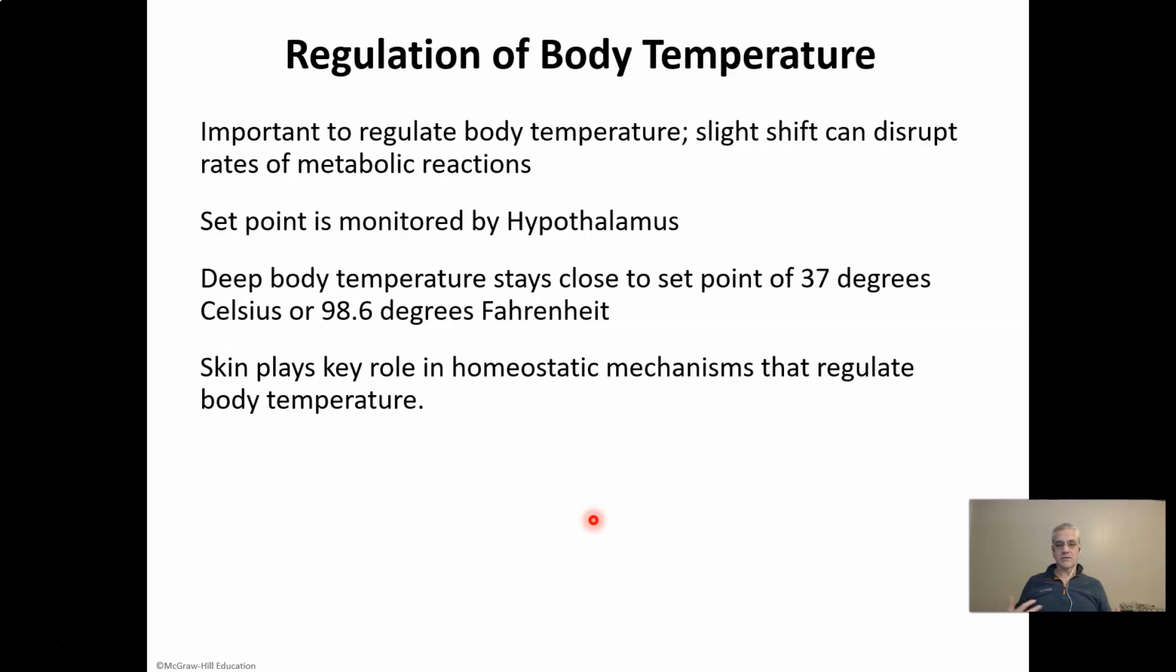And so your skin helps you to regulate that. It makes you cooler when it's too hot. It makes you warmer, or at least it keeps in heat that you are trying to produce through muscle activity. Skin plays a role in that homeostatic balance.